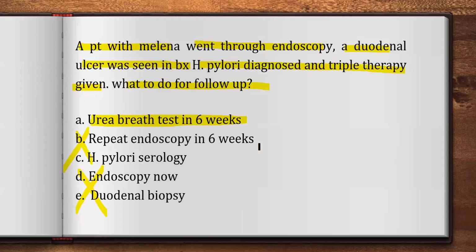Obviously, if they want you to follow up, they will tell you whether it is duodenal or gastric. If gastric ulcer, then we do repeat endoscopy for follow-up. If duodenal ulcer, for follow-up, we do a urea breath test only, in 6 weeks. Now, duodenal ulcer is obviously the more common one. Gastric ulcer is not common at all.